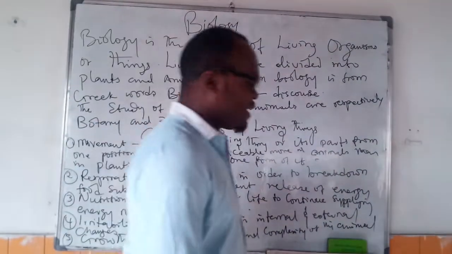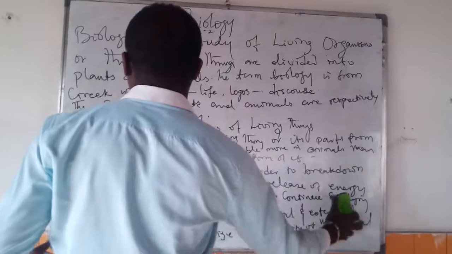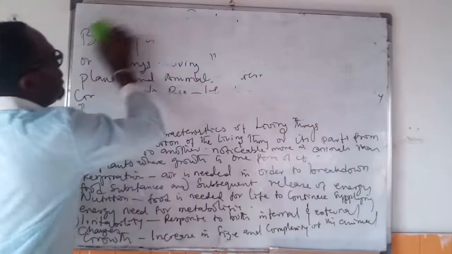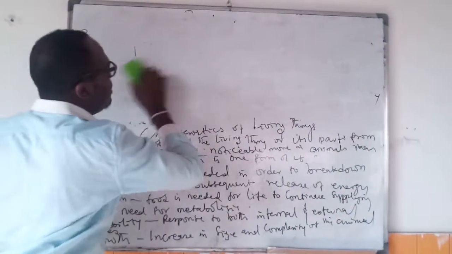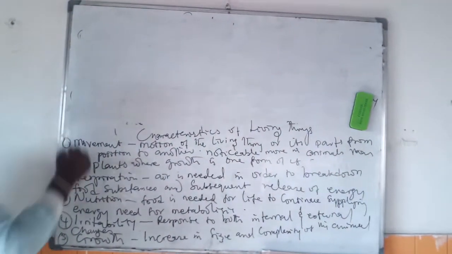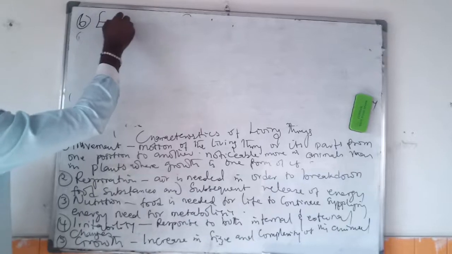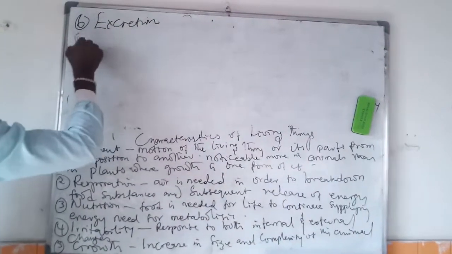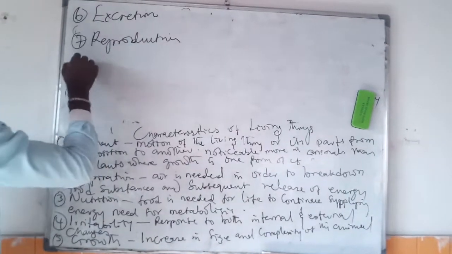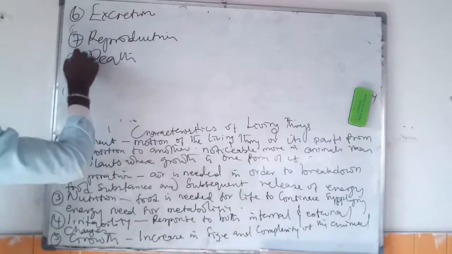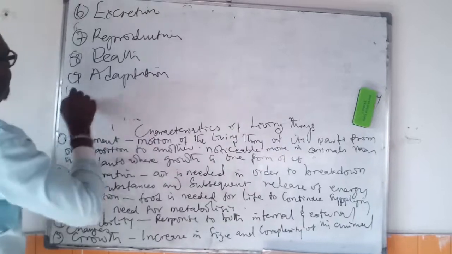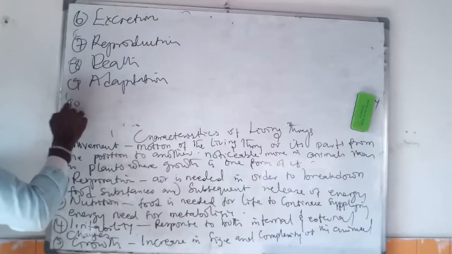So all these things are some of the characteristics of living things. But that is not the end. I want the class to help me with the rest of the characteristics of living things. Excretion, this is number six. Another person. Reproduction. Another person. Death. Another person. Adaptation. Another person. Competition.